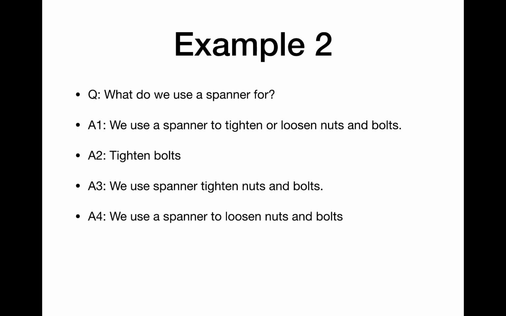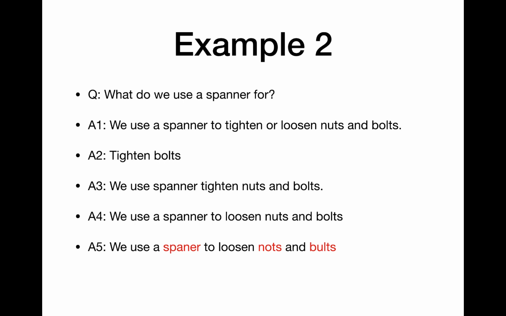Answer number 4, we use a spanner to loosen nuts and bolts. This is a complete sentence that addresses the prompt. We have capitalization at the beginning of the sentence, but unfortunately we're missing a period at the end of the sentence, so we're going to take off 1 point for mechanics. Spelling is accurate, grammar is accurate, so this response gets 2 points.